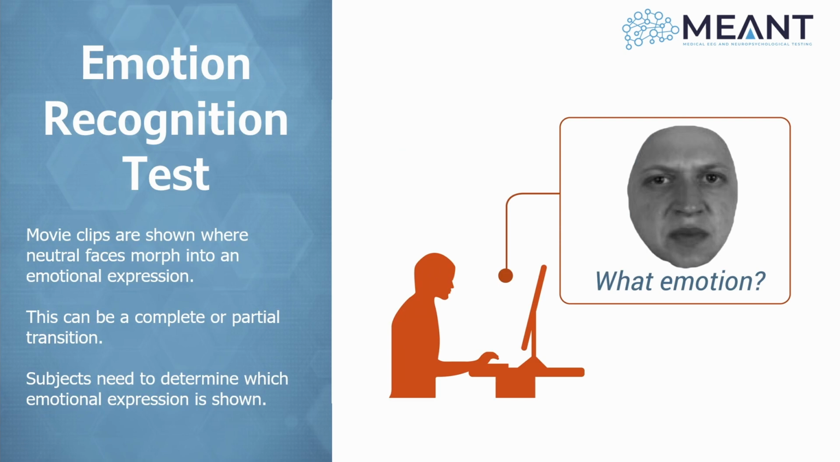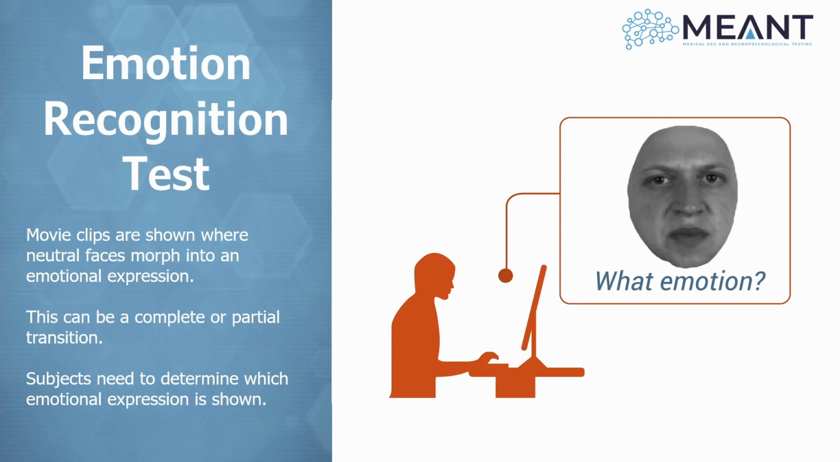The next test is the emotion recognition test. In this test, short movie clips are shown, which show a neutral face that slowly morphs into one of 6 emotional expressions. The possible emotional expressions are anger, disgust, happy, sad, surprise, and fear. The difficulty of each trial differs depending on whether the transition is shown fully or whether only part of the transition is shown. Subjects are instructed to select the correct emotional expression after each trial.